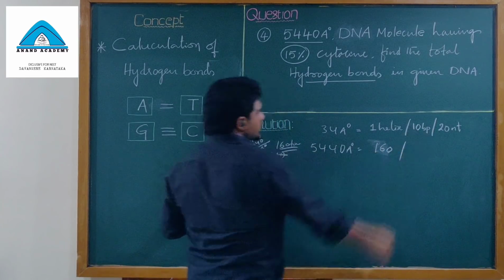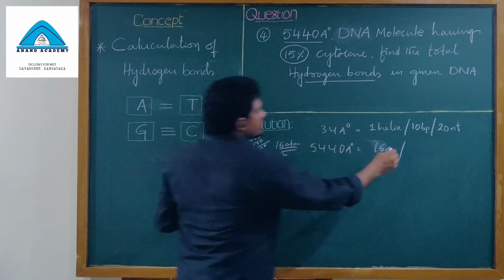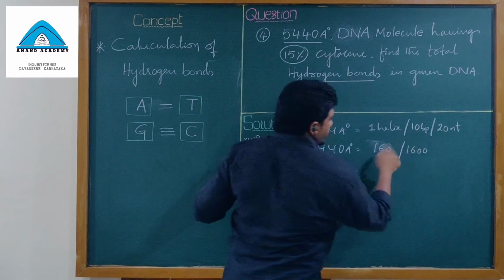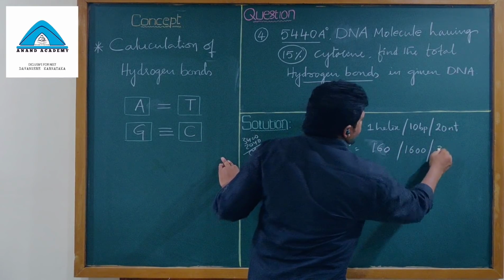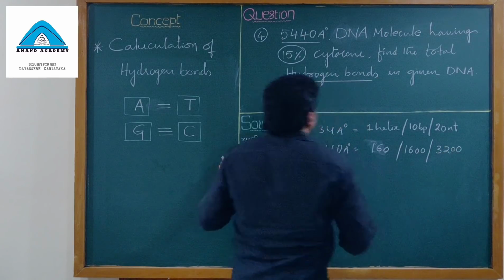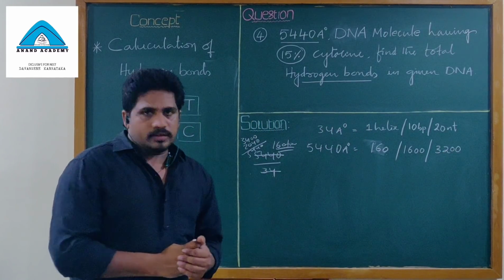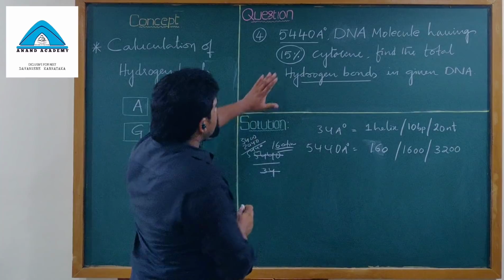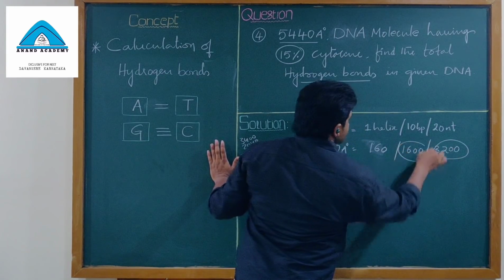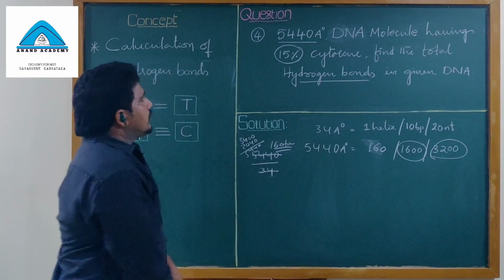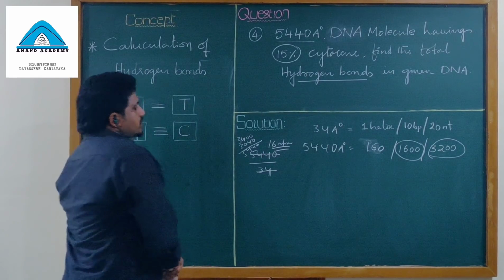160 helices means how many base pairs? 1600 base pairs, into 10, right? So 1600 base pairs have how many nucleotides, into 2? 3200 nucleotides. So this is how we are getting information. Now we got nucleotides and base pairs from the given data. That is very good. Now see, the cytosine percentage has been given.